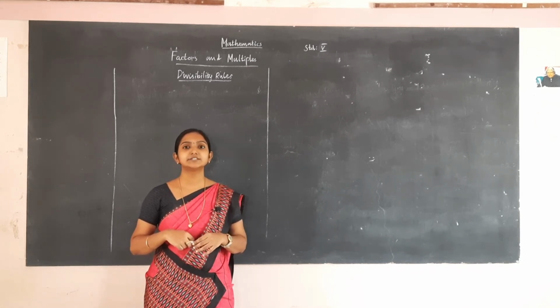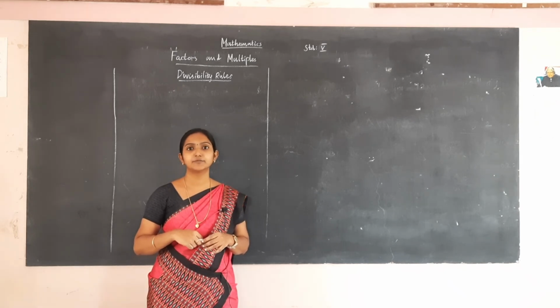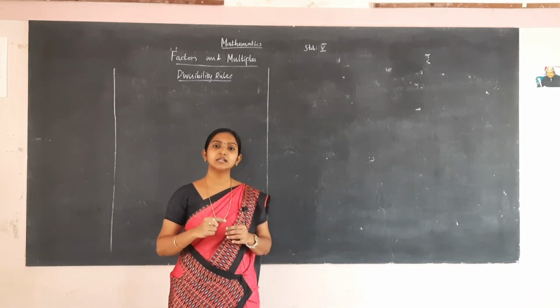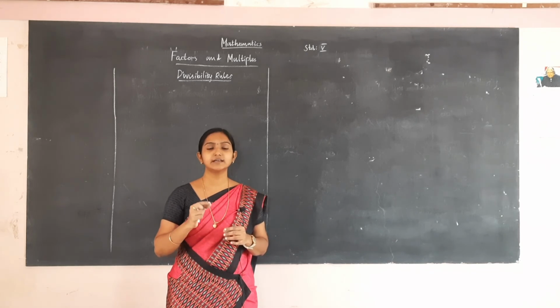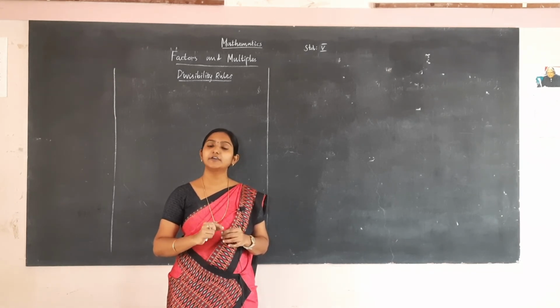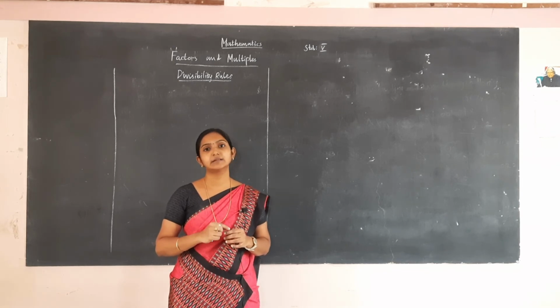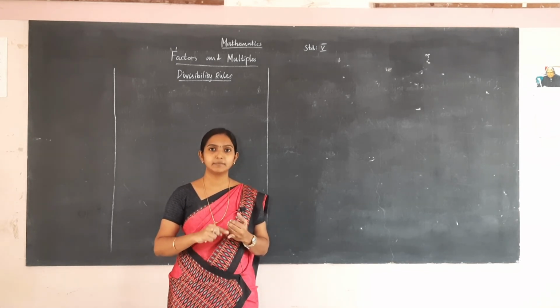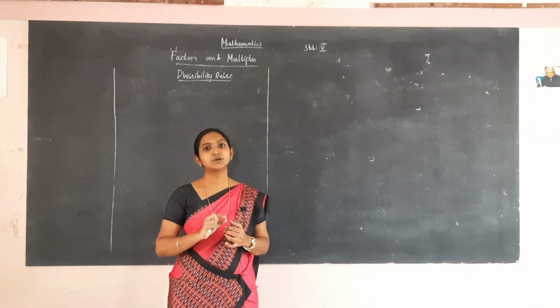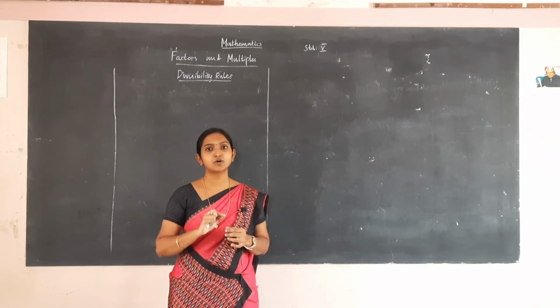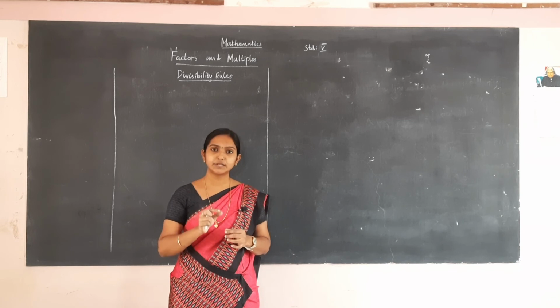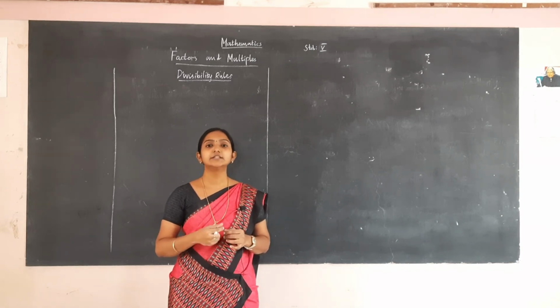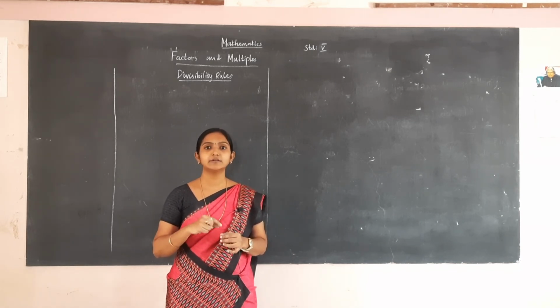Next, divisibility rule for number 4. We have to look at the last two digits of a number. If the last two digits are divisible by 4, then the whole number will be divisible by 4.